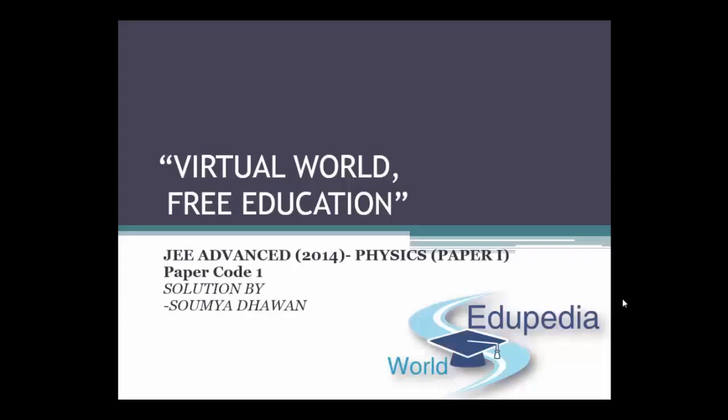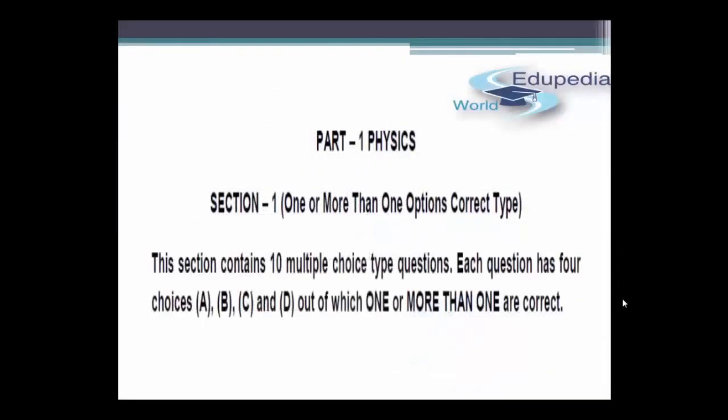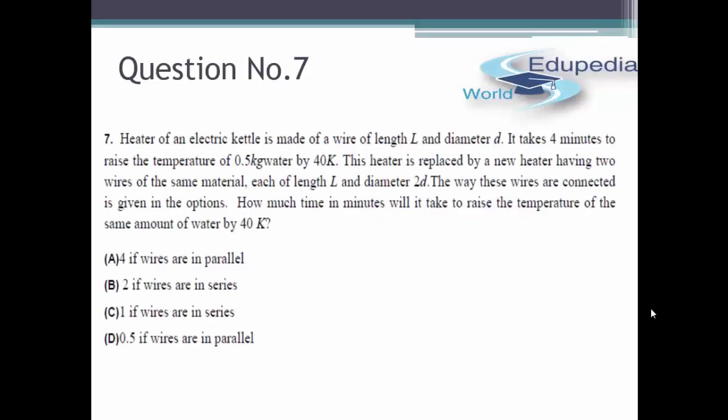In this video, we'll discuss solutions to problems in the first paper of the 2014 JEE Advanced Physics question paper. I'll be following questions as they fall in code 1, but in any other code, the questions will just be shuffled up so you can match them for yourselves. Let's look at question number 7 now.